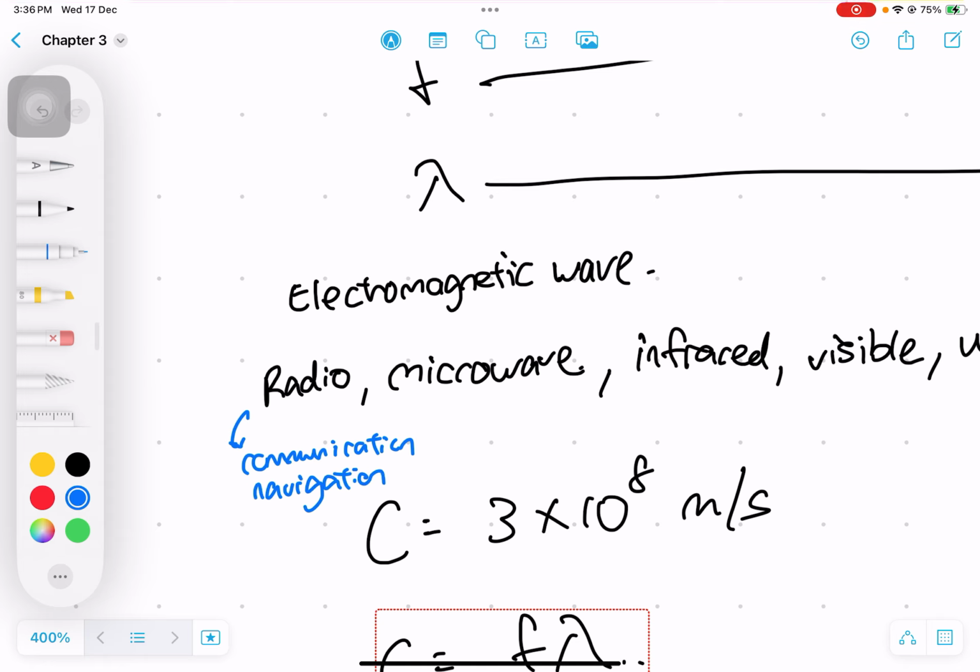Both radio wave and microwave are quite similar. Usually radio wave is terrestrial navigation, meaning outer space, and microwave is inner space, for example Wi-Fi and mobile phone networks. Those are inner space communication. So that's the main difference between them. To be honest, I don't think there's much difference between one another.